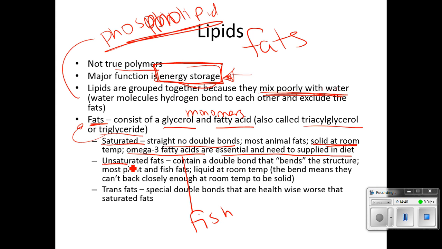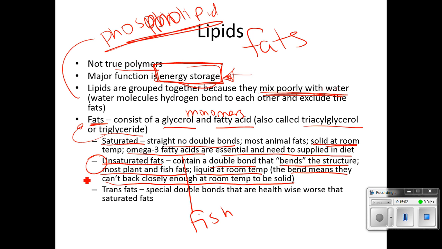Unsaturated fats contain a double bond and that actually bends the structure. It provides a kink in it. Most of these are plant and fish fats. They are liquid at room temperature. The bend means they can't pack closely enough to actually solidify at room temperature.